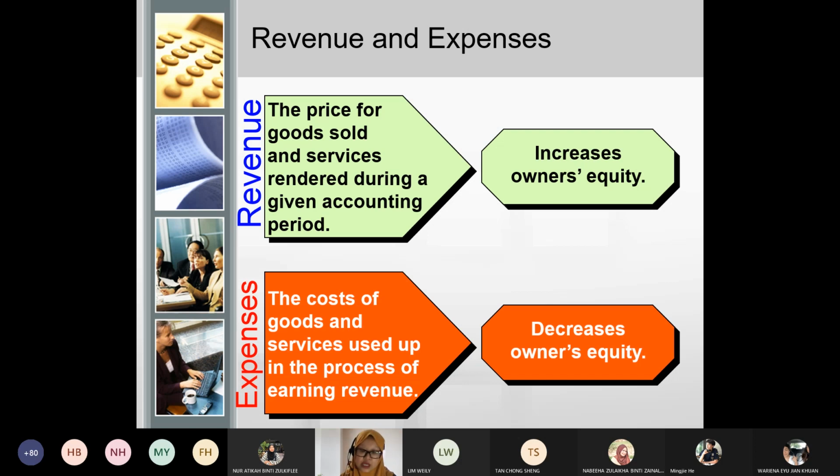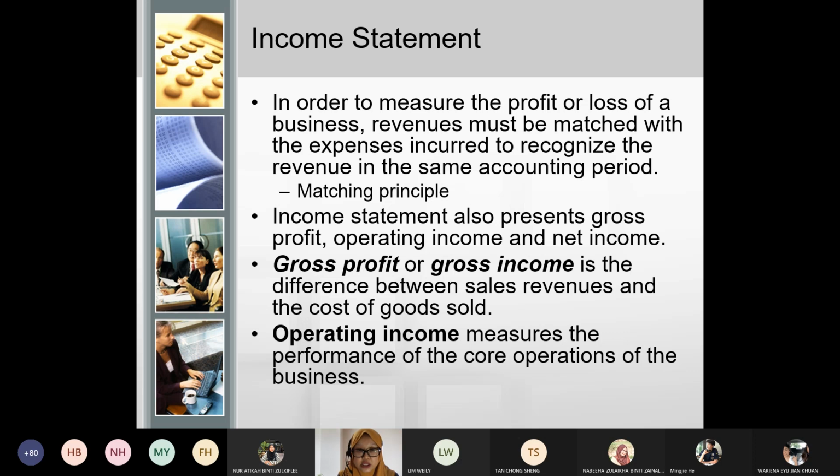Remember in the earlier lecture, when I gave you the accounting equation, I said that the owner's equity is from the revenue minus expenses, plus the capital contributed by the owners. So we have to report the revenue and expenses in the income statement, so that we can measure how much profit or loss the company made.